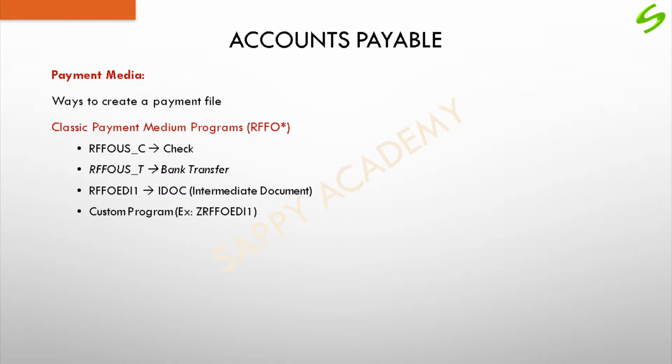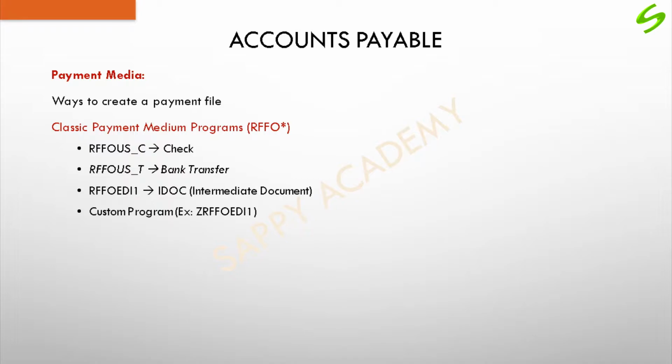Some of the examples of classic payment medium programs are RFFOUS_C. This is used to create checks. Most of the companies copy the standard program and modify it according to the requirements. RFFOUS_T. This is used for bank transfer. Again, this is copied and modified in companies according to the requirements.